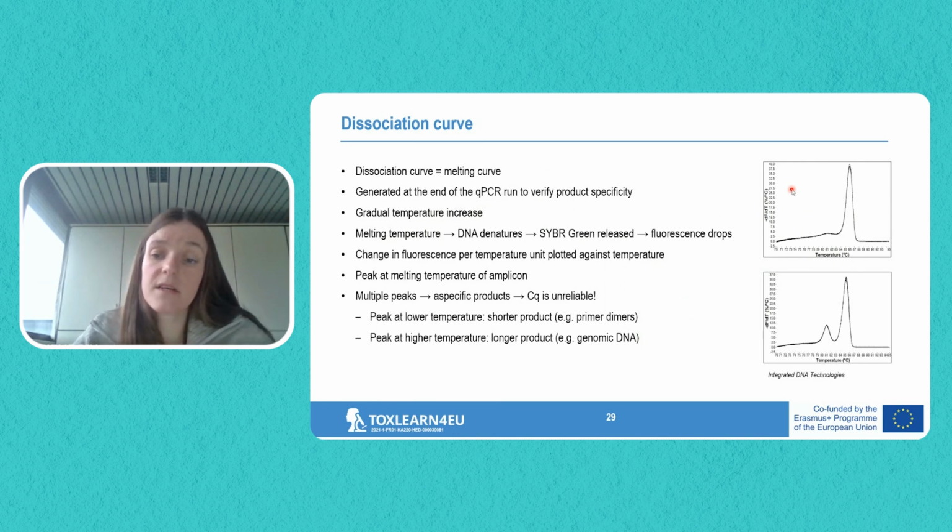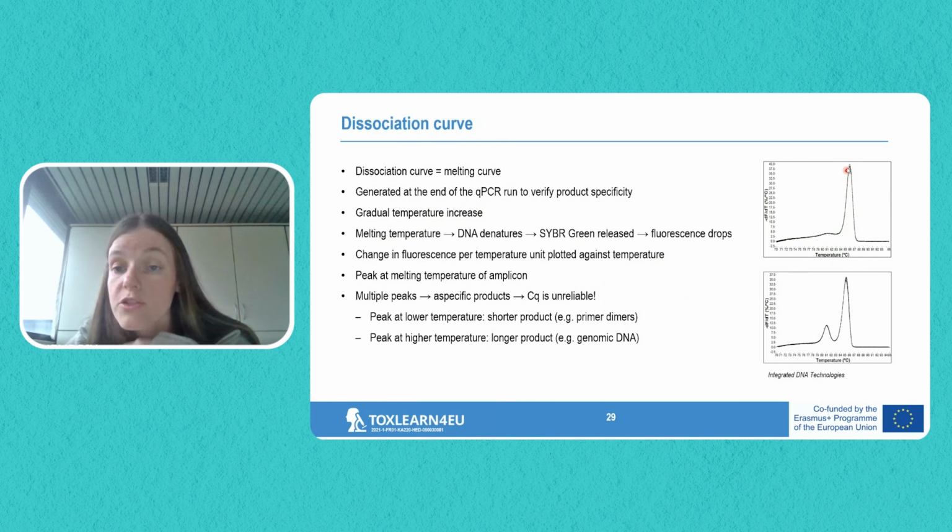So here, this change is shown with a minus sign. So this means that when you see a peak on this plot, it means that there is a strong drop in fluorescence. And this drop in fluorescence will happen when the melting temperature of the specific amplicon is reached. So this is what a melting curve for one sample would look like. And in this case, it seems that the melting temperature of the specific product is around 86 degrees Celsius.